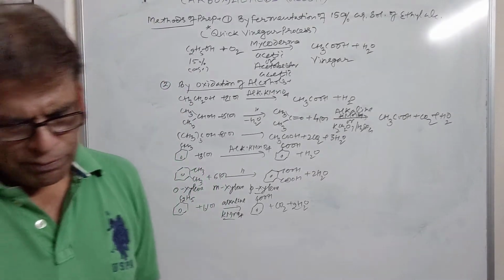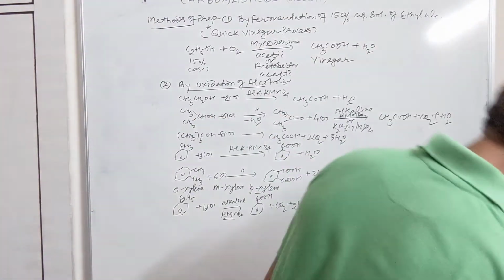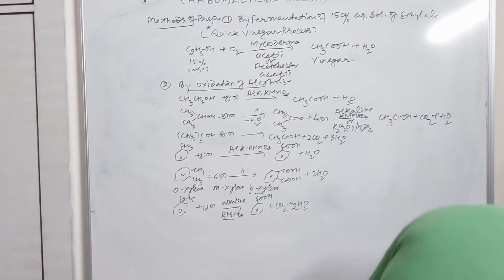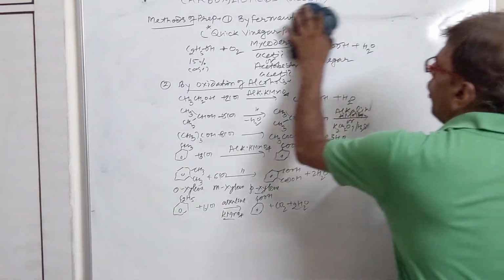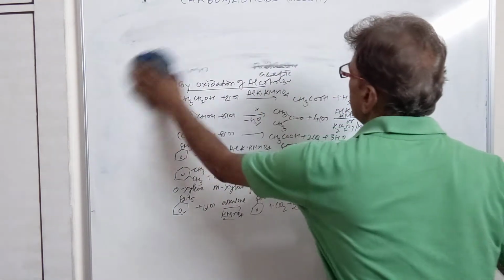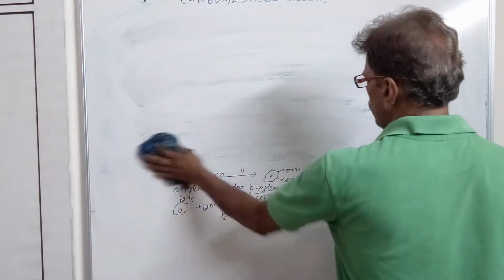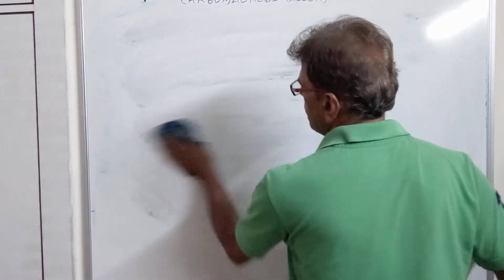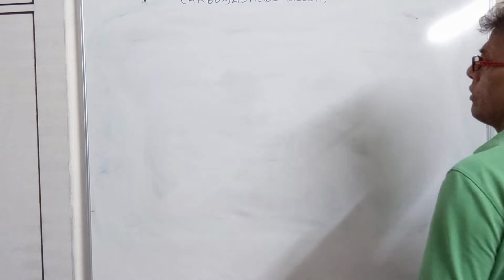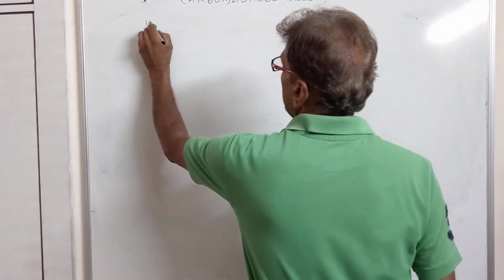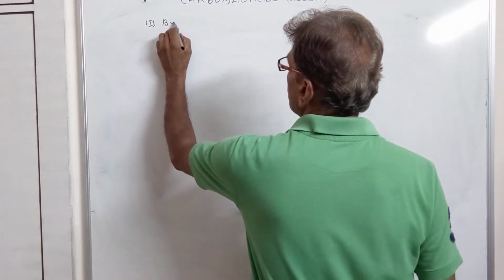Then we have the dehydrogenation after oxidation method. We have dehydrogenation of alcohols. We know primary alcohol on dehydrogenation produces aldehydes, secondary alcohol produces ketones. Both of these compounds can be further oxidized into carboxylic acids. So our next method, third method, is by dehydrogenation.